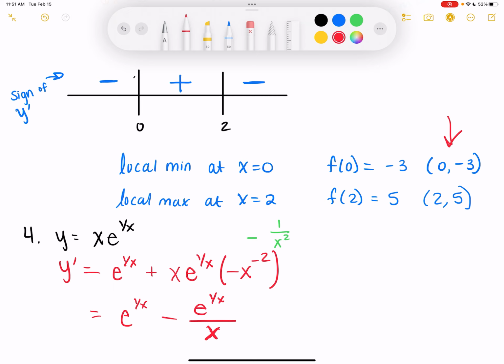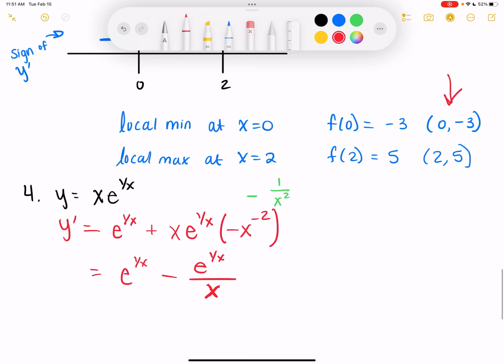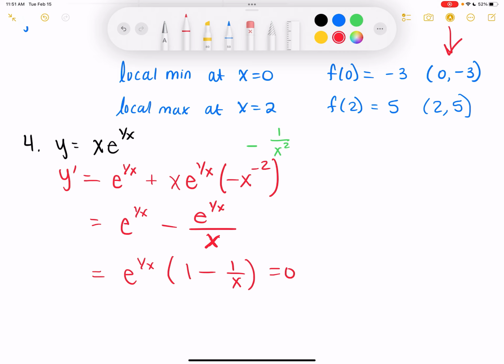And then I'm obviously wanting to find the 0, so if I can take something out, I want to do that. So since this e to the 1 over x is all on the top of this fraction, along with this, I can take one of them out. So e to the 1 over x times, taking that one away, I'm left with 1, minus, taking that one away, I'm left with 1 over x. So then I can set this equal to 0 and solve it.